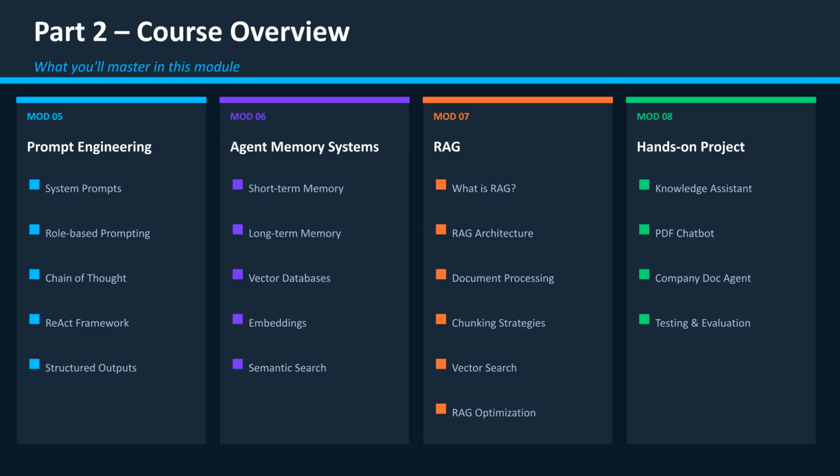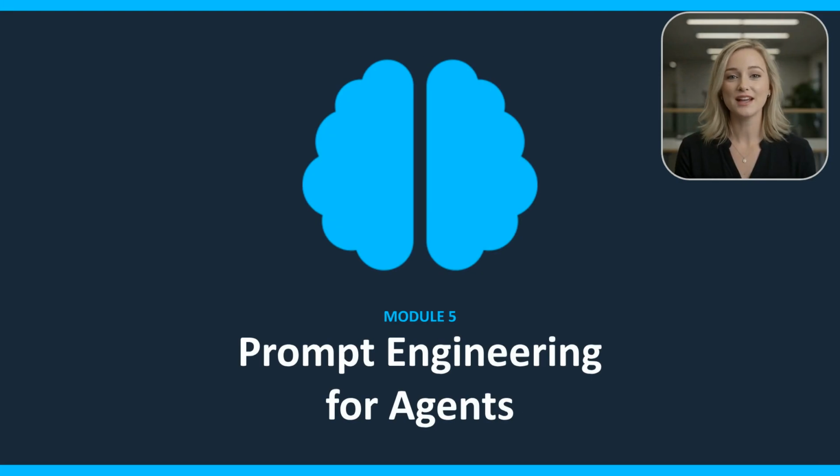Module 5 focuses on prompt engineering techniques. Module 6 dives into agent memory systems, covering short-term and long-term memory, vector databases, and semantic search. Module 7 explores Retrieval-Augmented Generation, and Module 8 is a hands-on project to build various AI agents. We begin with Module 5, Prompt Engineering for Agents.